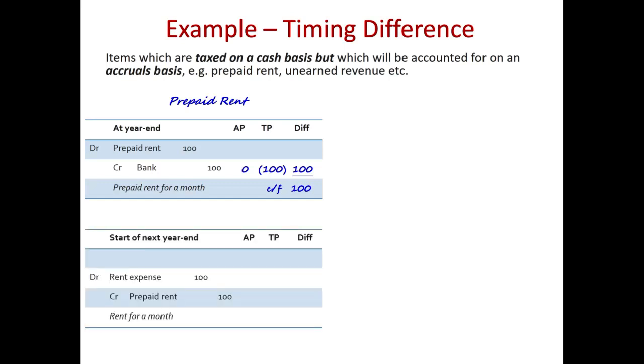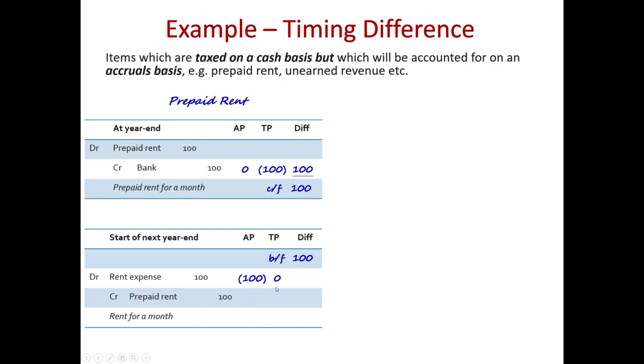Now let's move on. Let's talk about what happened at the start of the next year. In the next year, the prepaid rent now becomes a true rent expense because you have enjoyed the services provided by the supplier. This rent expense would then affect the accounting profit. It in fact reduces it, so that is why we minus it. It actually deducts the accounting profit.